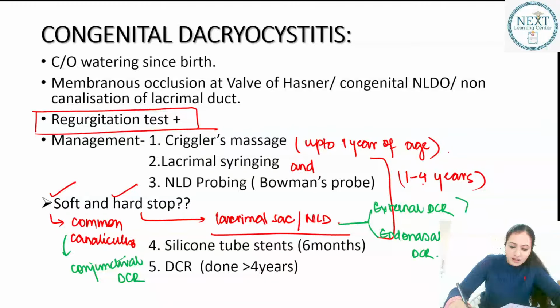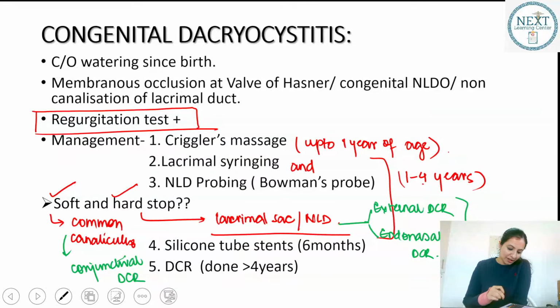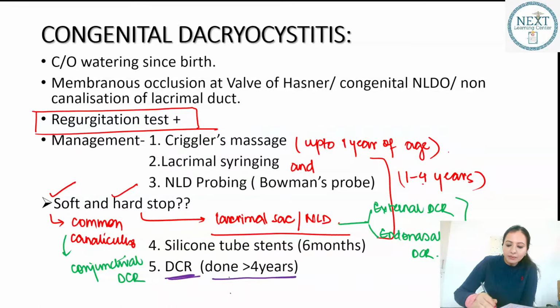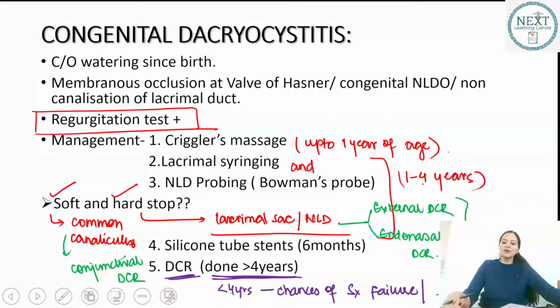But before this, remember one thing, that up to 1 year you go with Crigler massage, 1 to 4 years you go with lacrimal syringing and nasolacrimal duct probing. DCR is done only after 4 years, not before that. Before that, you go for multiple trials of syringing and probing. Why? Because if it is done less than 4 years, then there are high chances of surgery failure. That is why it is contraindicated in children less than 4 years.